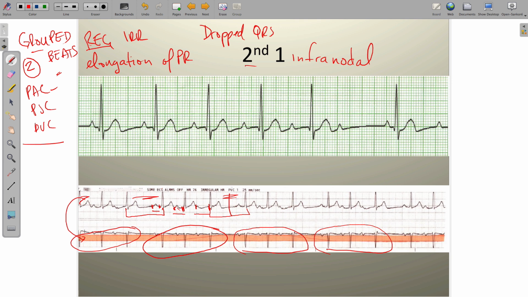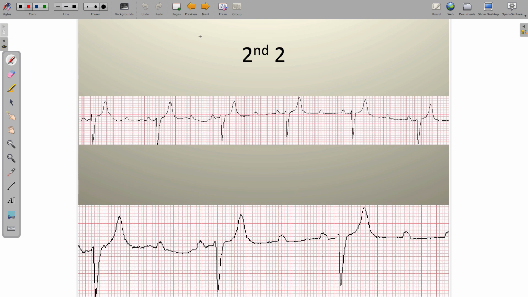So we'll talk about the treatments in class, but just understand that second degree type 1 heart block, for the most part, is completely benign, and we don't really do anything for it. All right, let's take a look at some more heart block stuff. Let's take a look at something that's a little bit more sinister.